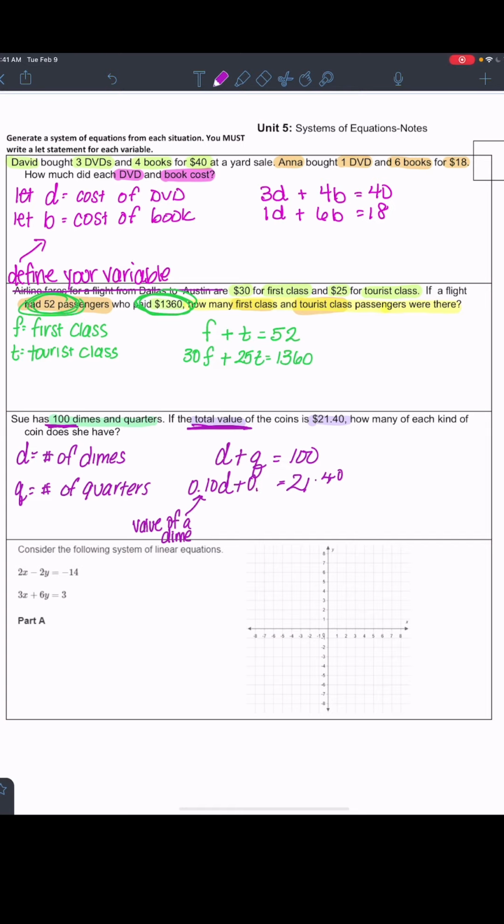Plus 0.25Q, because this is the value of a quarter. And no, they will never tell you because they assume you know it. Always, always. So remember, all I wanted on those three were the setup. We'll solve them later.